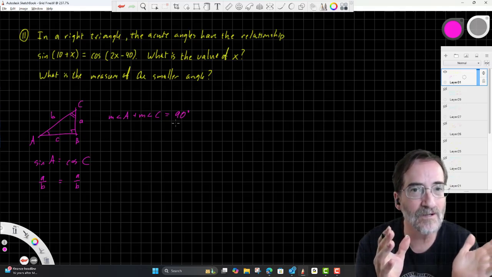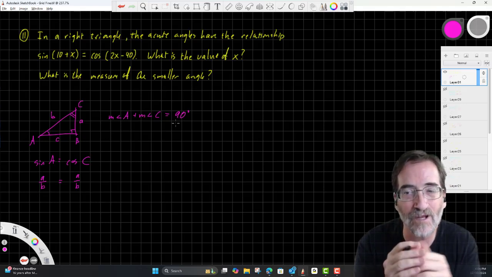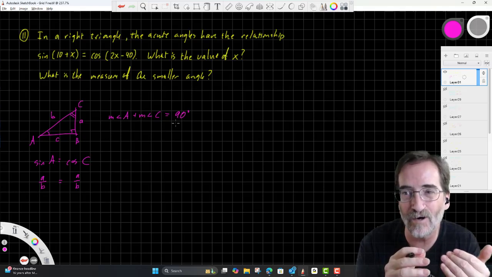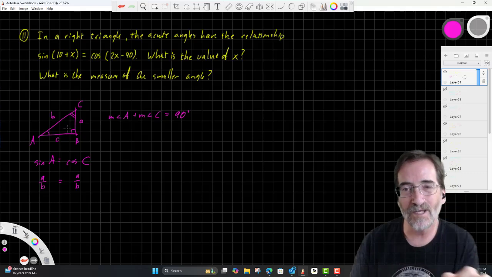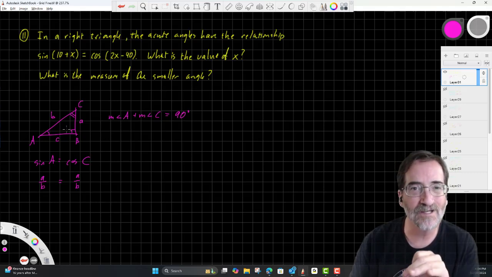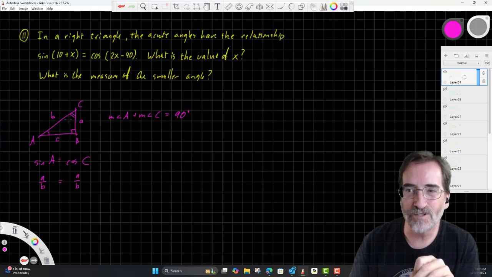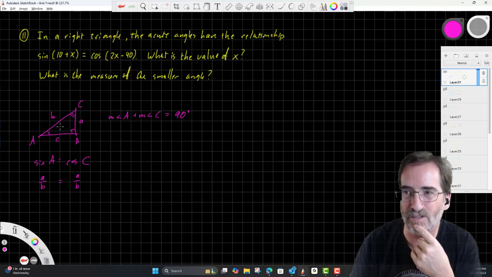And that comes from the triangle angle sum theorem. Remember, the angles of a triangle must add to 180. One of them is already 90. So take 90 away from 180. 180 minus 90 is 90. The other two have to make up the 90 degrees between them. So the two acute angles of a right triangle are always complementary. They always add to 90 degrees.